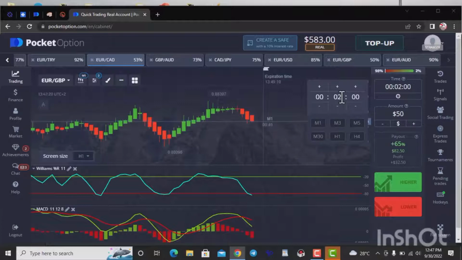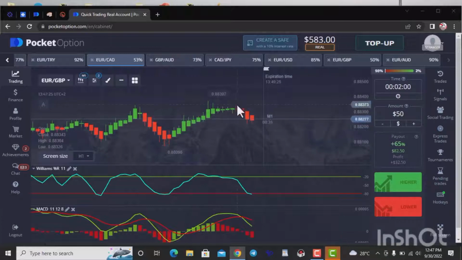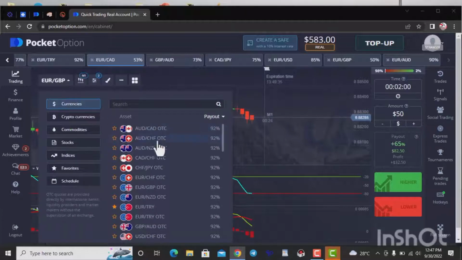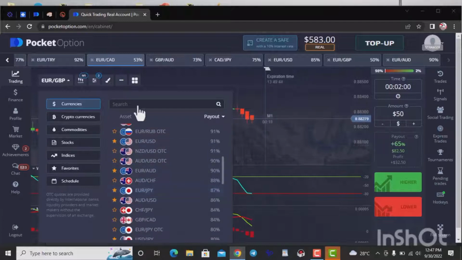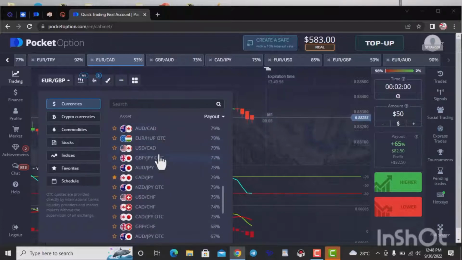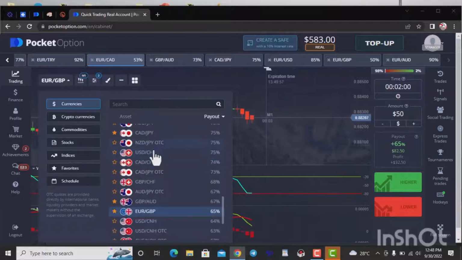Make sure you trade the amount that you are ready to lose. The next thing is to select your currency pairs. You browse through the currencies. Those that are highlighted are the ones appearing on top of the menu. Look at them over there. So you select your currency pairs.